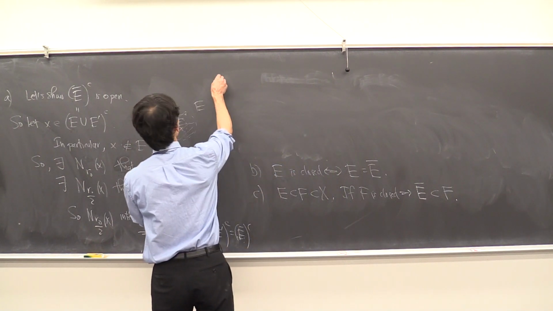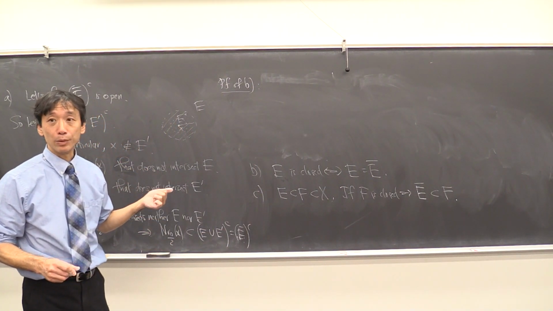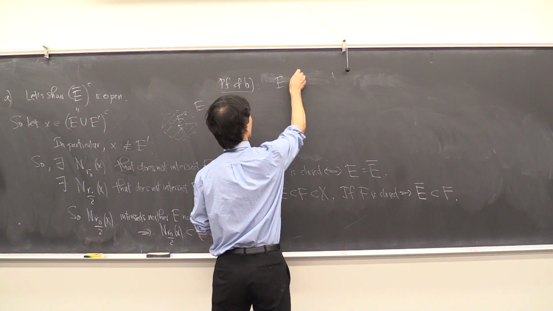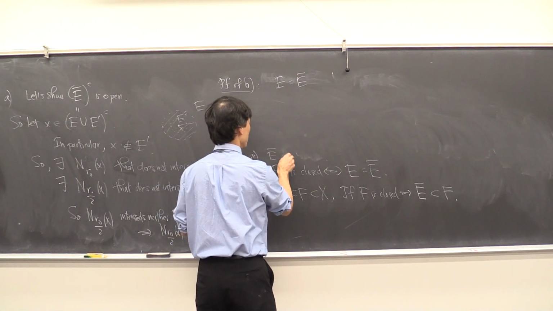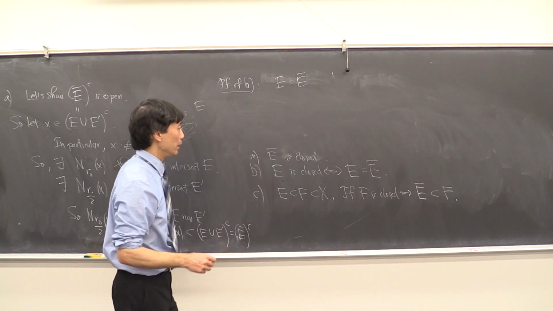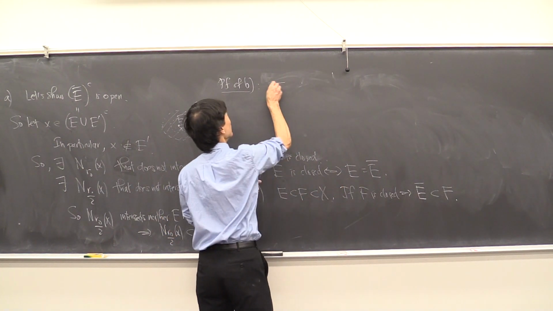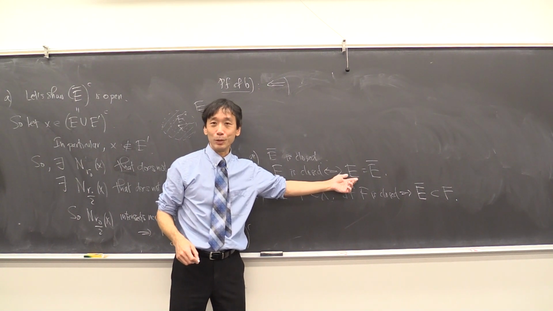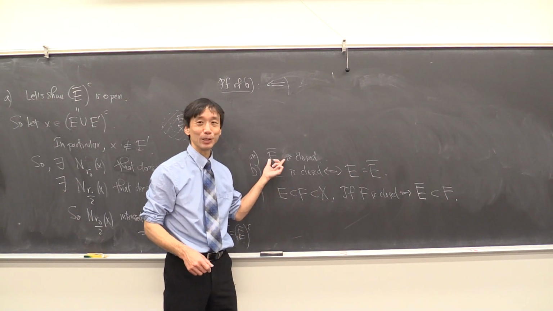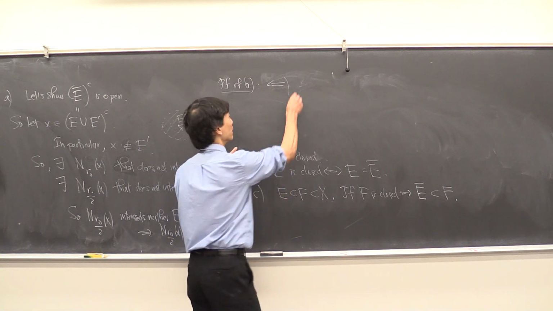Okay, second part is a proof of B. We want to show that E being closed means that E equals its closure. So the first thing we showed was that E closure is a closed set. Now what about going in this direction? Suppose we know E equals E closure. Does that tell us that E is closed? Yes, because we just said E bar is closed. If E equals E closure, E is a closed set. So going backwards is easy.